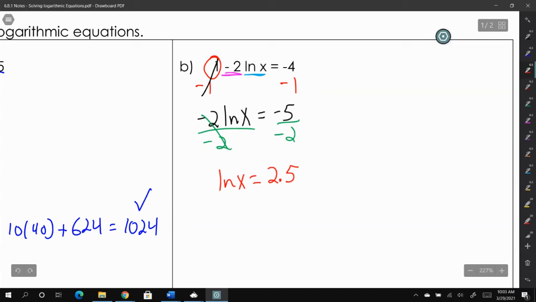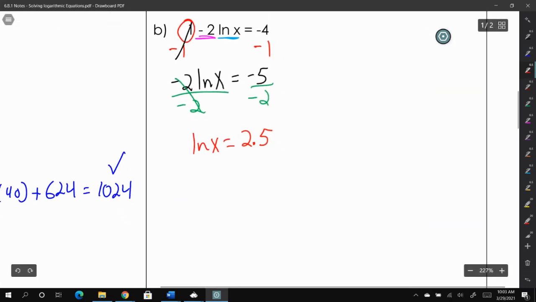Now that we have the natural log by itself, we're going to change this to log base e, just like what we would have done before when trying to find the inverse. So log base e of x equals 2.5. So e is our base, our exponent is 2.5, and that equals x.